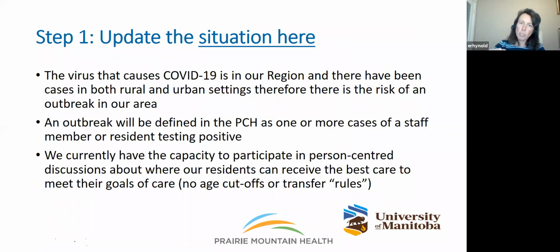As far as the situation here, again, it may be subject to change, but what we're hearing loud and clear from public health is that COVID-19 is in our region, and there have been rural and urban cases. So the risk of an outbreak is here and could be our personal care home reality at any time, although we're doing everything we can to prevent it. An outbreak will be defined as a single staff member or resident testing positive. That will trigger us to be in an outbreak situation in a personal care home.